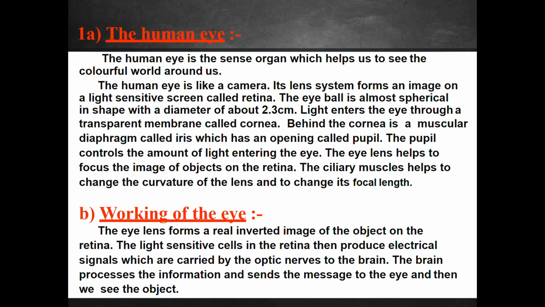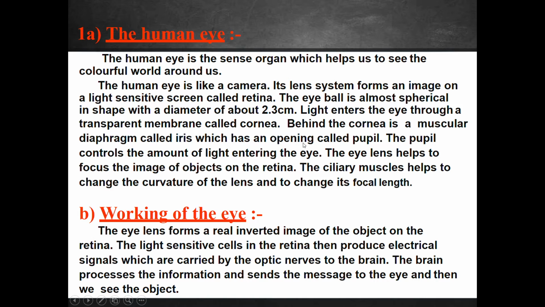Light enters through the eye with the help of a transparent membrane. That transparent membrane is known as cornea. Behind the cornea, there is a muscular diaphragm. This is known as iris, and this muscular diaphragm is responsible for the color of the eye. You know, some people have blue colored eyes, some people have brown colored eyes. So this brown and blue colored diaphragm, that is known as iris, and it is responsible for the color of the eye.